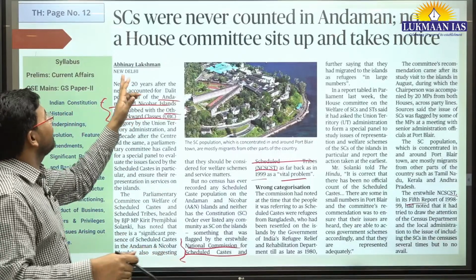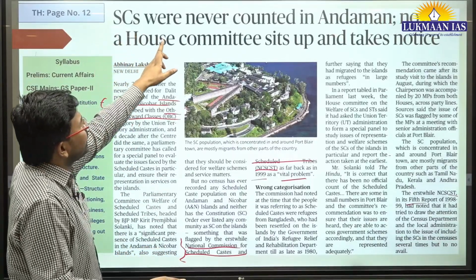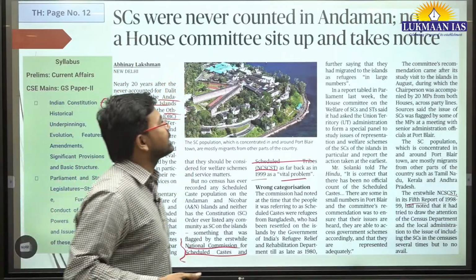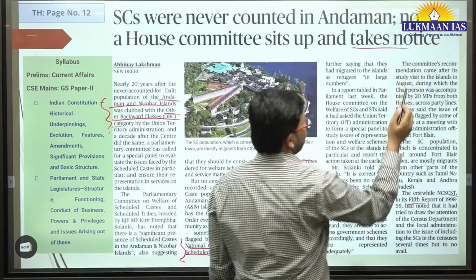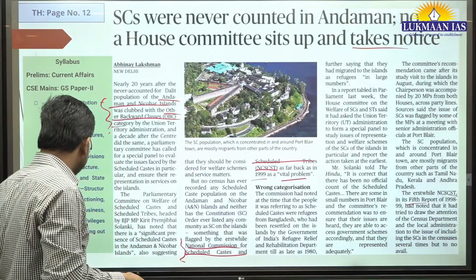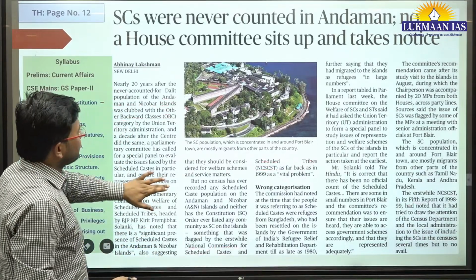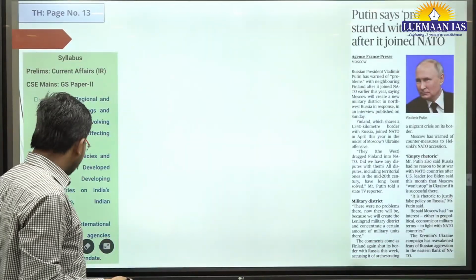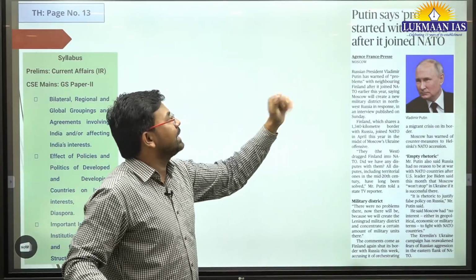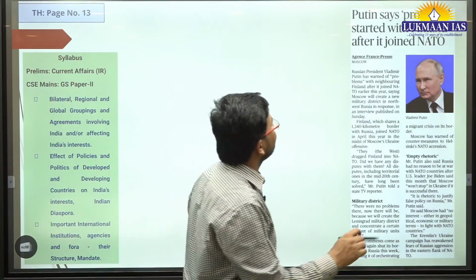So in this article, they say scheduled castes were never counted in Andaman, and now a house committee is sitting up and taking notice of it. This is a short topic. Then we have another very small article. It says, Putin says problem started with Finland after it joined NATO.